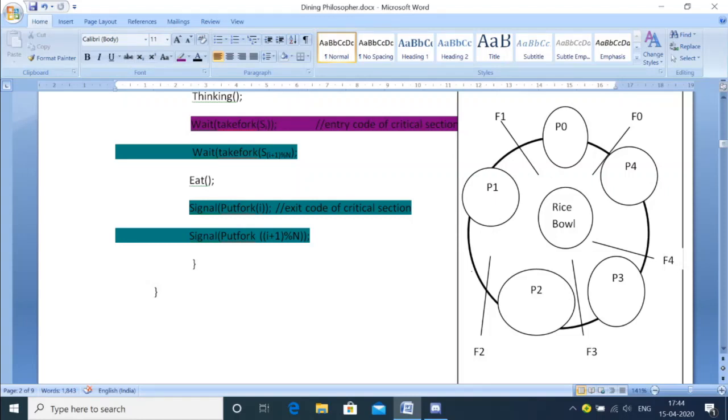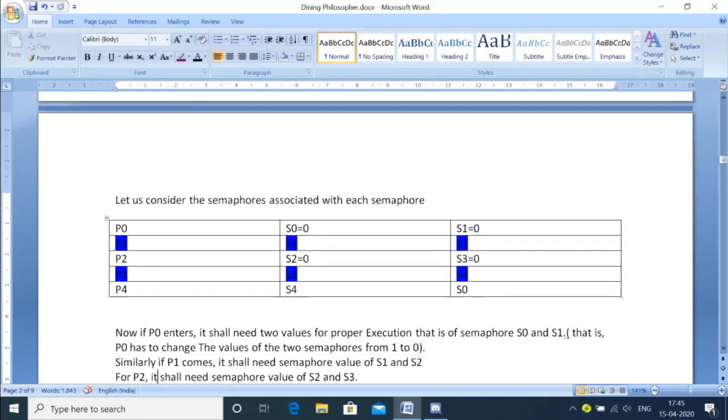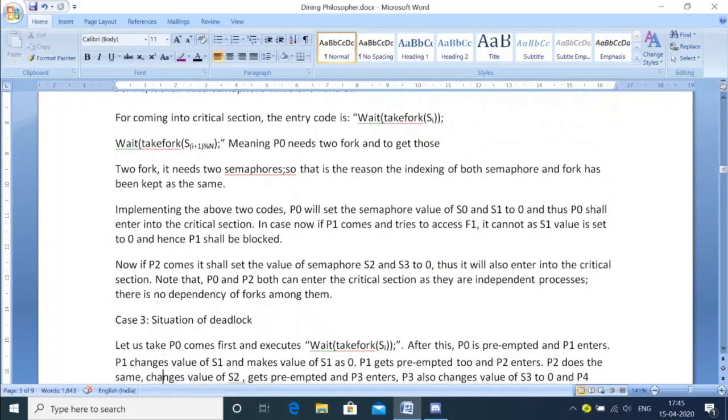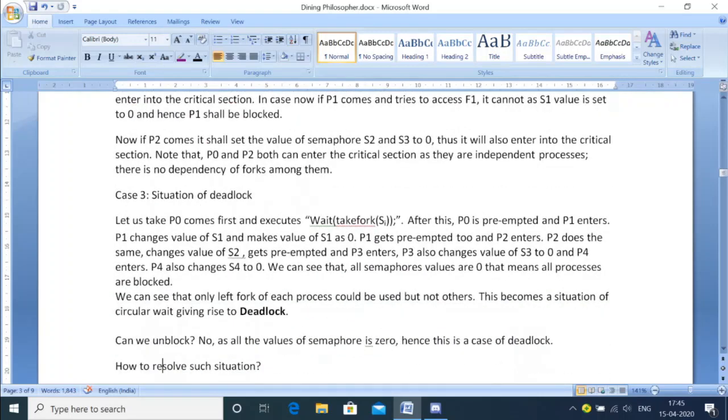Now, what has happened? This has become a state of deadlock, because for eating a rice bowl, every philosopher needs two forks. But here, every philosopher is lacking one fork. So this is again a kind of deadlock. Whenever P2 does the same, it changes the value of S2. There is a preemption. P3 enters and does the same. It takes fork F3, and whenever it wants to take the next fork, another process comes. There is a preemption. In this way, all the semaphore values are changed to zero.